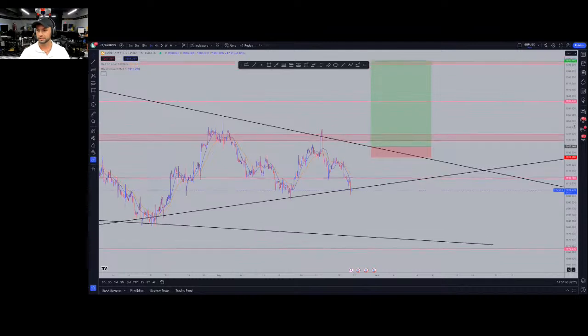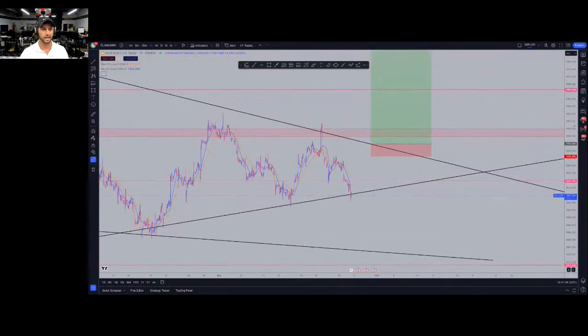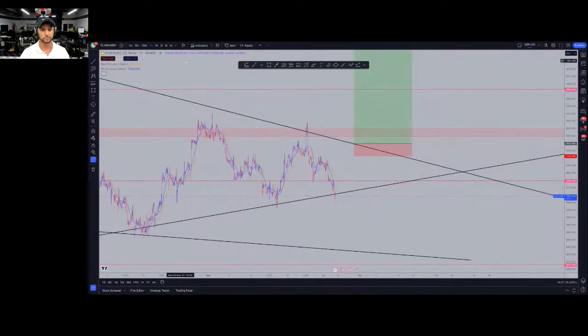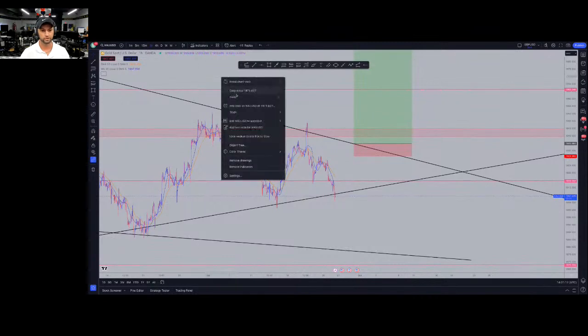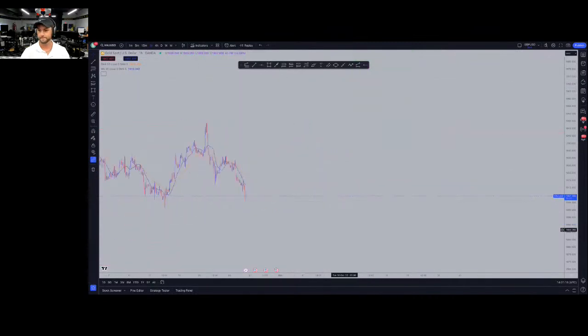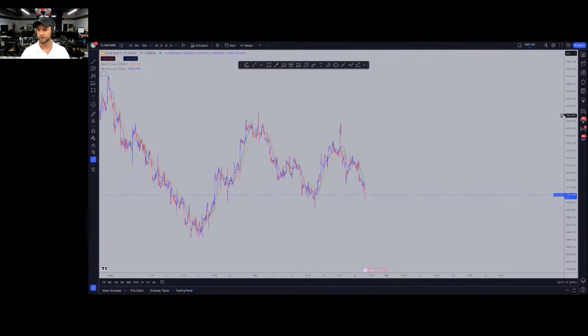Just jump in, that way if there's any newcomers coming in, they'll see exactly how I trade, how I do my analysis. So I'm just going to break this down. I will remove all drawings and start off with the higher time frame.